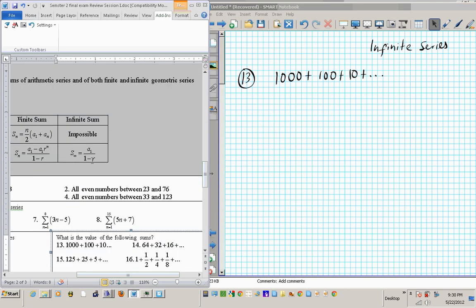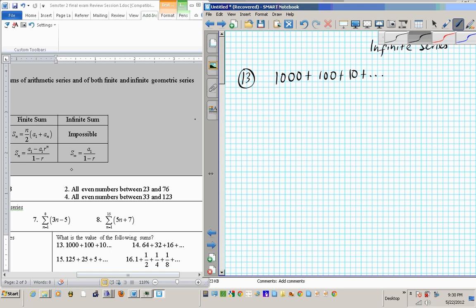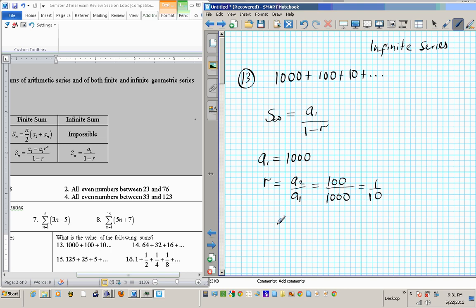It says infinite sum, and it only applies to geometric series, so we know that this is geometric. The infinite geometric series formula that we're going to use is highlighted there in the box. The sum of the infinite number of terms is going to be a1 divided by 1 minus r. a1 is the first term, which is clearly 1,000. R, the common ratio, you get by doing a2 over a1. Basically, that's what you multiply every time, so it's going to be 100 over 1,000, which reduces to just 1 over 10.